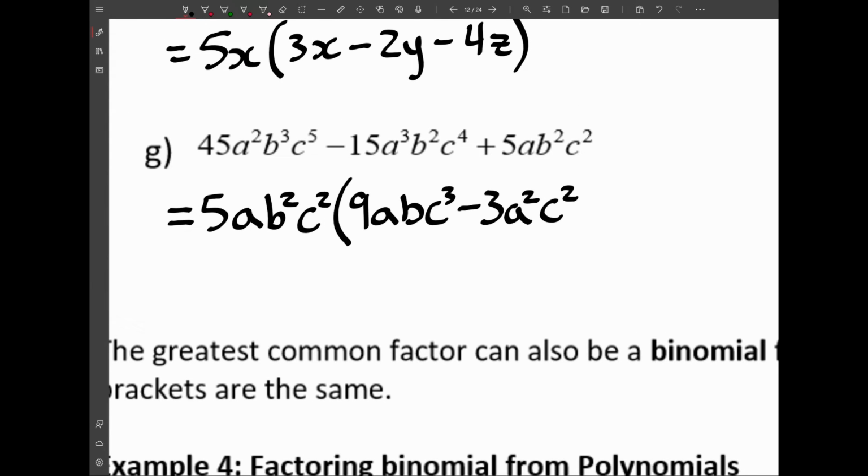Okay, here's the fun one. 5 divided by 5 cancels. A divided by a, cancel. B squared divided by b squared, cancel. C squared divided by c squared, cancel. But we don't stop it there. We can't. This and this are the same. That means we're still having that 1 there, so that when I multiply everything back, I still get this term. Otherwise, I would only have a 2-term polynomial. And I need 3.